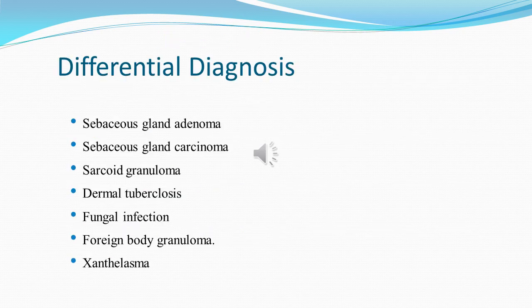In any of the clinical conditions, after clinical examination and following history, we have to conclude the cases by differentiating with the different differential possibilities. What are the possible differential diagnoses for the chalazion?